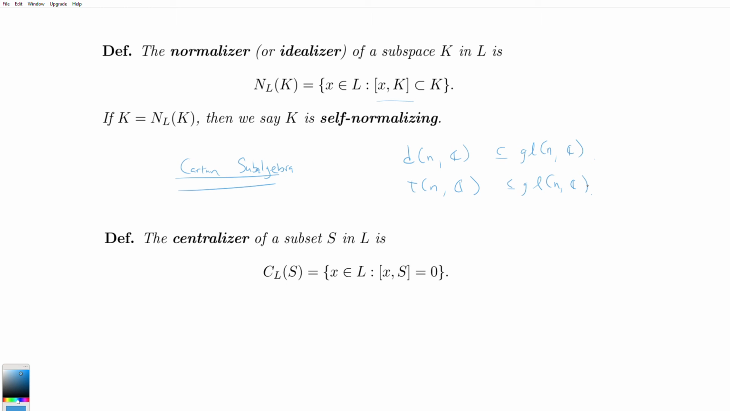And then the last thing is the centralizer of a subset. This is the same thing, except that in the case of the normalizer, what it's doing is sending things back into K. In the case of the centralizer, we're actually going to send it to 0. That's the whole idea. The centralizer is basically the largest thing such that S is central. So the centralizer of L in L itself is going to be the center of L.